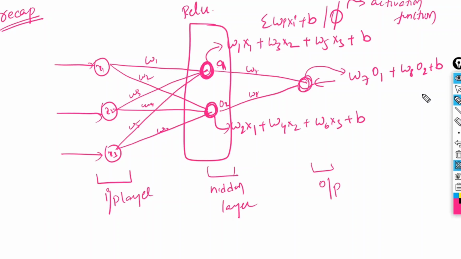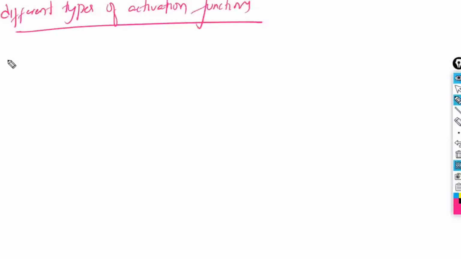Wi Xi plus b. Now here, we have different types of activation functions. As we have seen in the last class, the different types of activation functions are: one, the step function. This step function is also called the threshold function.